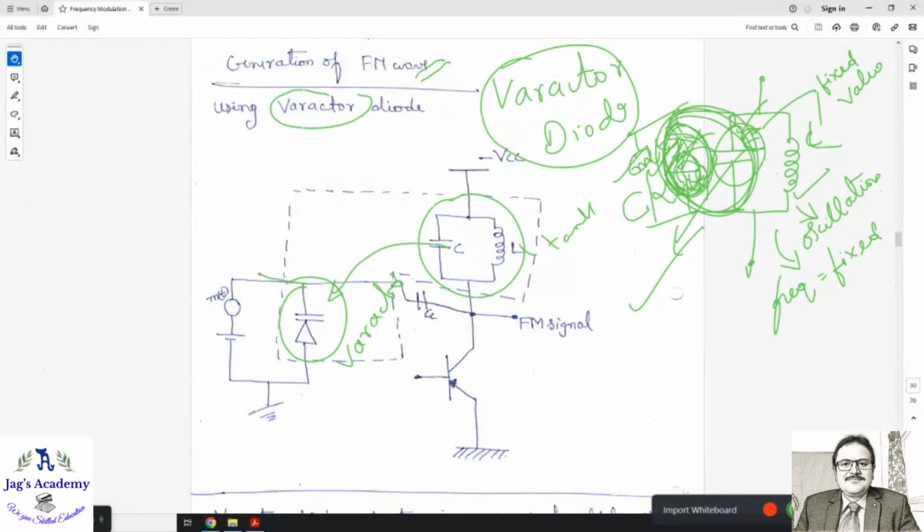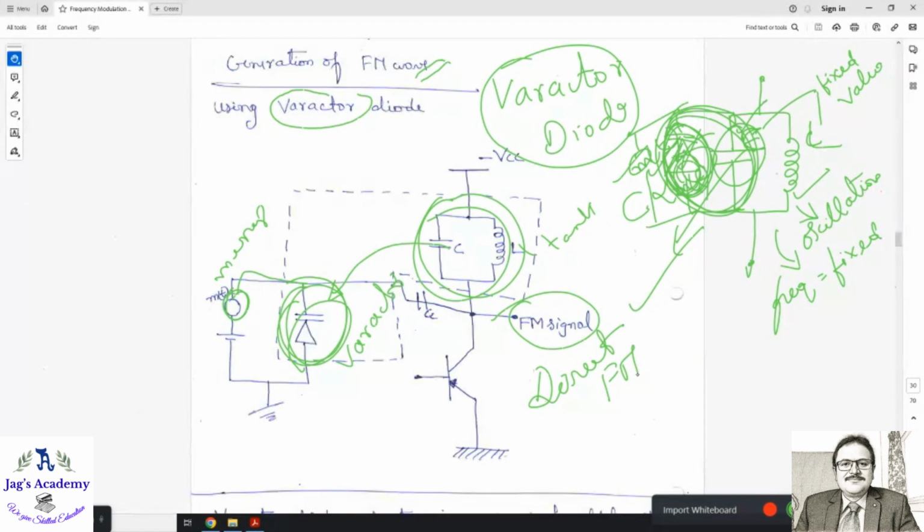And what is connected to the varactor diode? A message signal. And according to the message signal, the capacitance of the varactor diode will change. In turn, it will change the capacitance of the tank circuit. And of course, you know, the tank circuit will generate oscillations, right? What you're going to get here is the FM wave. This is called the direct method of generation of FM wave.